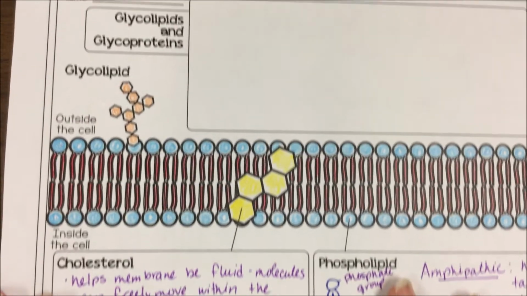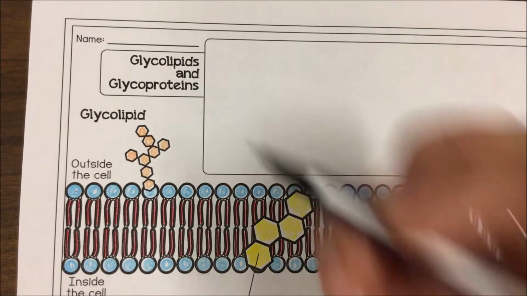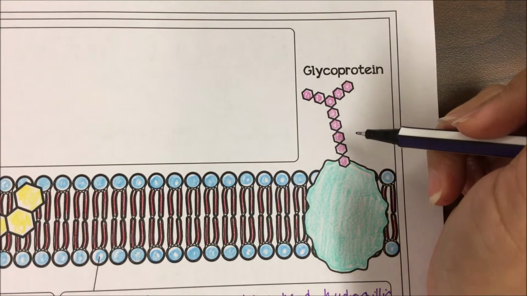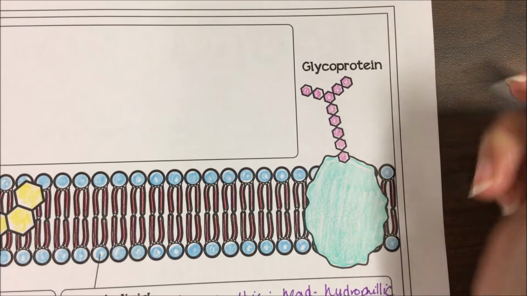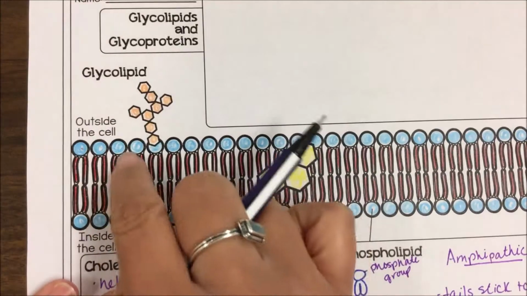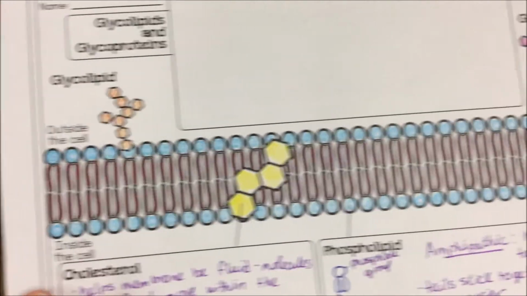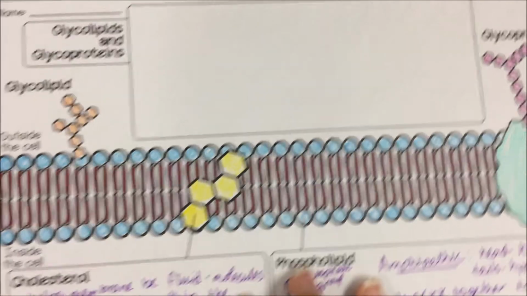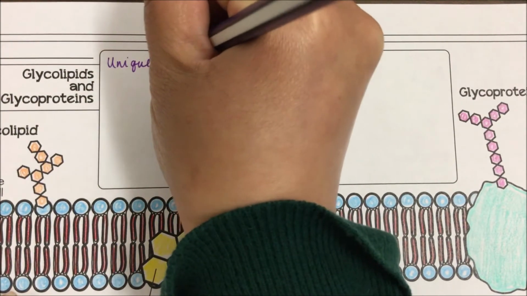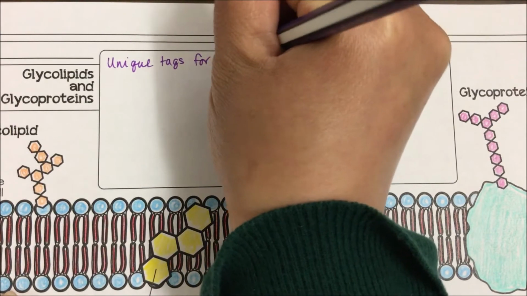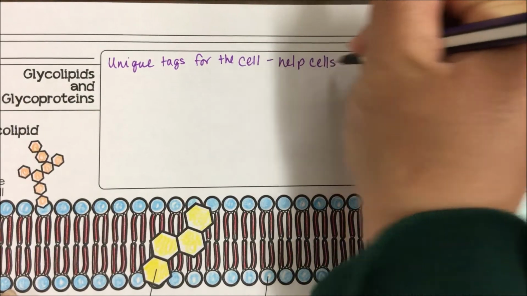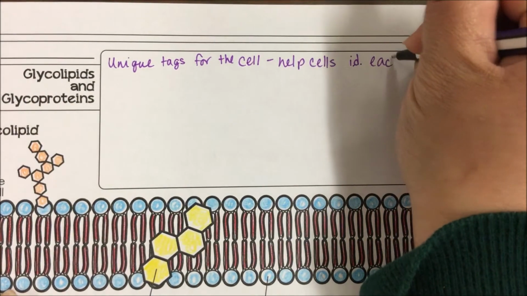So next, I'm going to go ahead and move on up. Okay, so I have glycolipids, which is going to be this structure right here, and a glycoprotein, which is this structure right here. Okay, so how that's different, we're actually going to look at that on the next page. So you can see right here, I have a big protein right here, okay, and my little glucose molecules. Over here, this little glucose is probably attached to my lipid. So both of these are unique tags for the cell. Okay, so they help cells identify each other, ID each other.